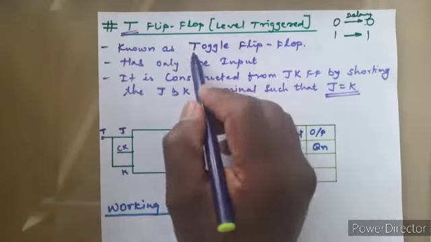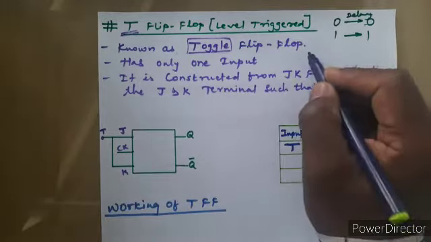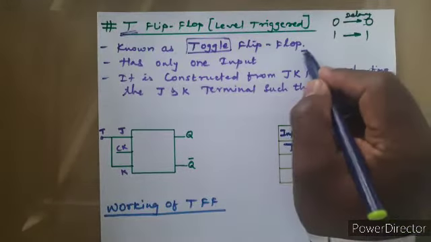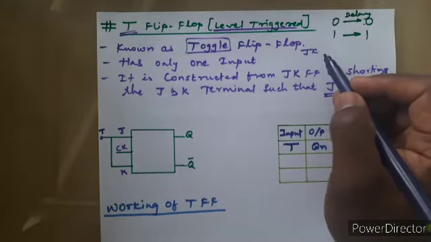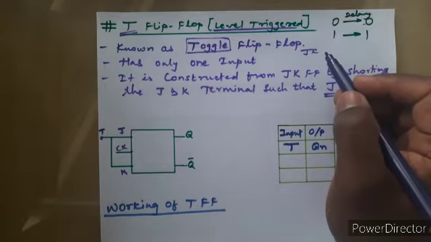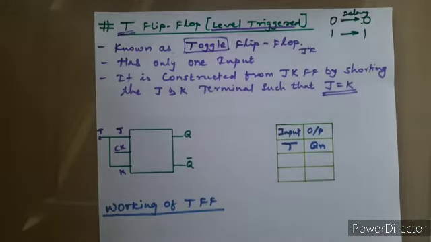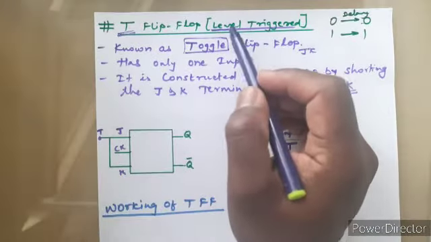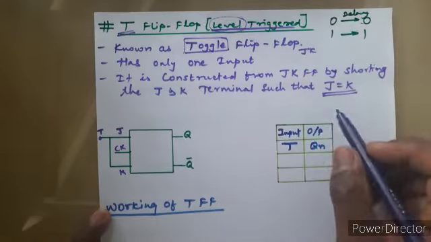Now T here stands for toggle flip-flop. This takes us to the point of the JK flip-flop. Now it is a level triggered flip-flop. We said that the JK flip-flop has one limitation or one drawback, and that drawback was overcome by using either the master slave JK flip-flop or the edge triggered JK flip-flop. But here, very specifically, we are looking at the T flip-flop with level triggering, and that is called toggle.